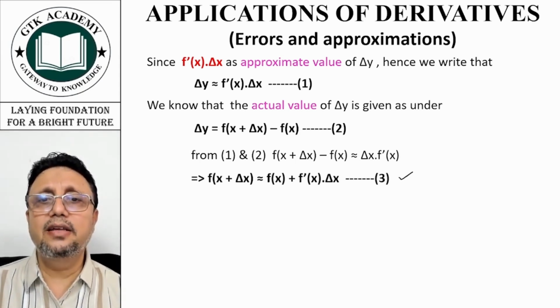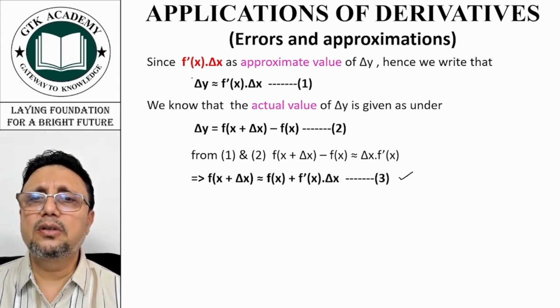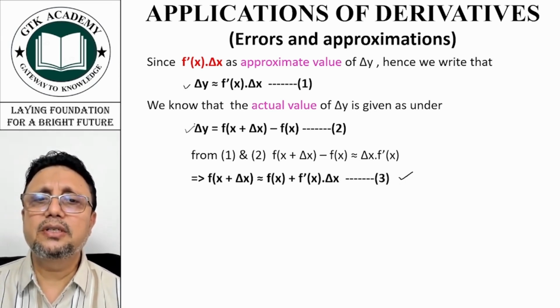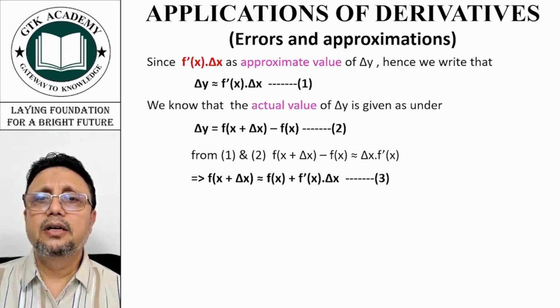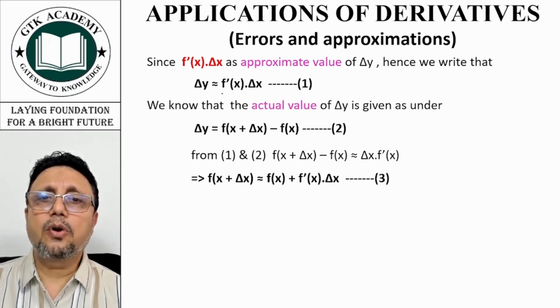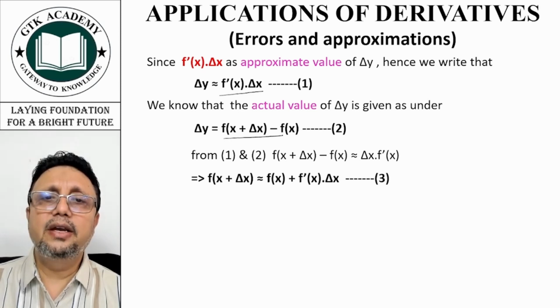So these are the three equations, and in fact the first two are the main equations. The third is derived from 1 and 2. But you should remember these three equations in this chapter. Δy is approximately equal to this. Δy is actually equal to this. And f(x + Δx) is approximately equal to this one.